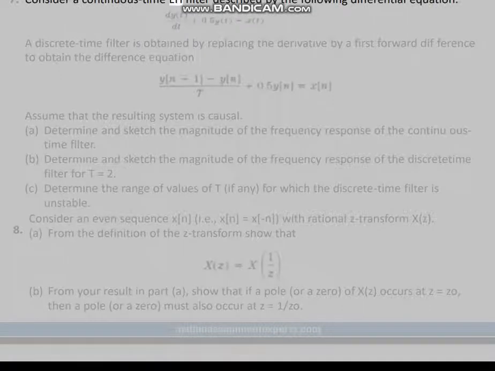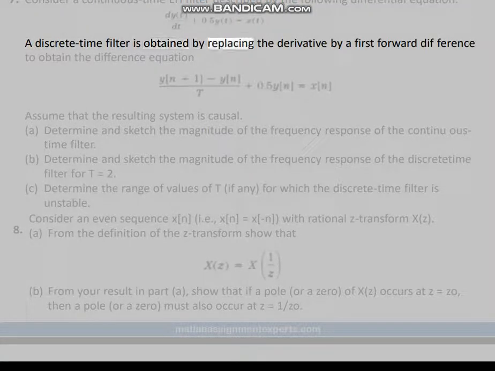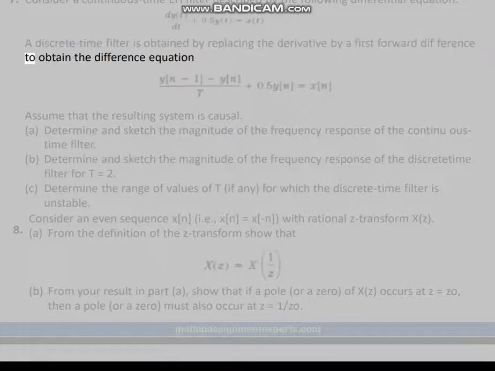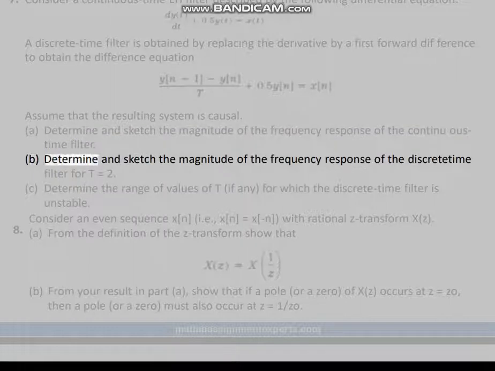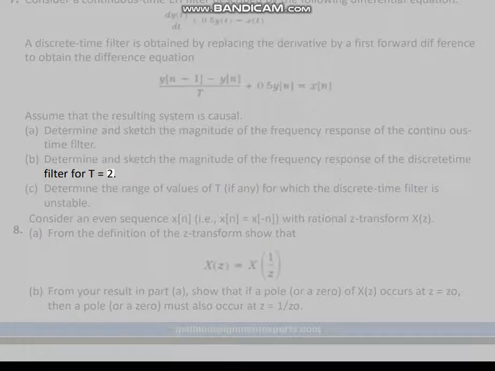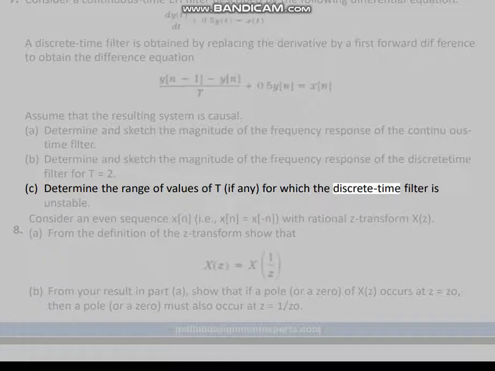Consider a continuous-time LTI filter described by the following differential equation. A discrete-time filter is obtained by replacing the derivative by a first forward difference to obtain the difference equation. Assume that the resulting system is causal. A. Determine and sketch the magnitude of the frequency response of the continuous-time filter. B. Determine and sketch the magnitude of the frequency response of the discrete-time filter for T equals 2. C. Determine the range of values of T, if any, for which the discrete-time filter is unstable.